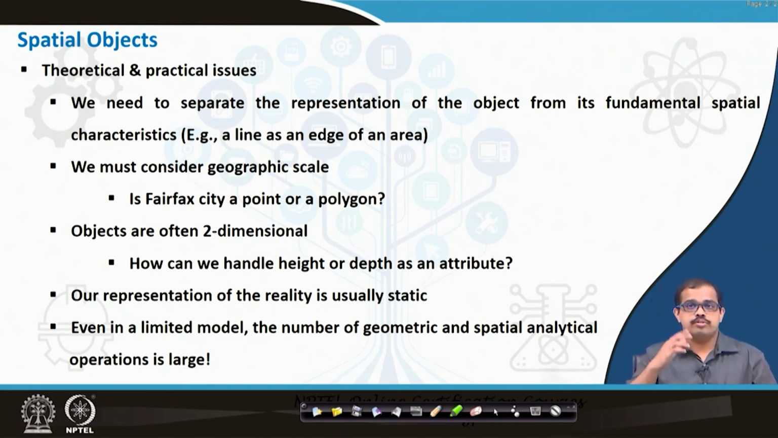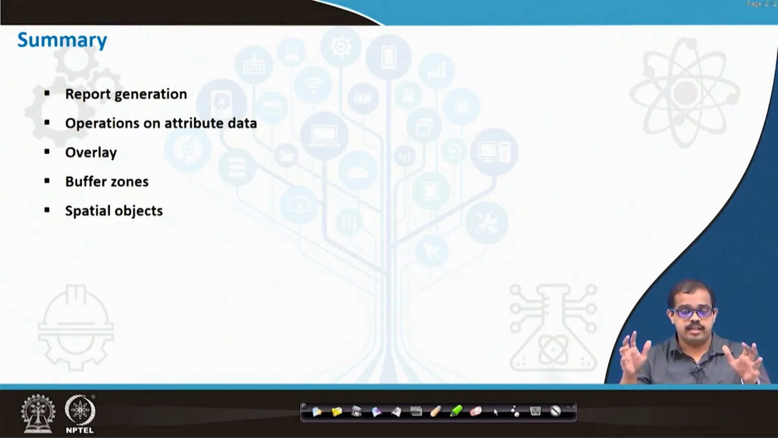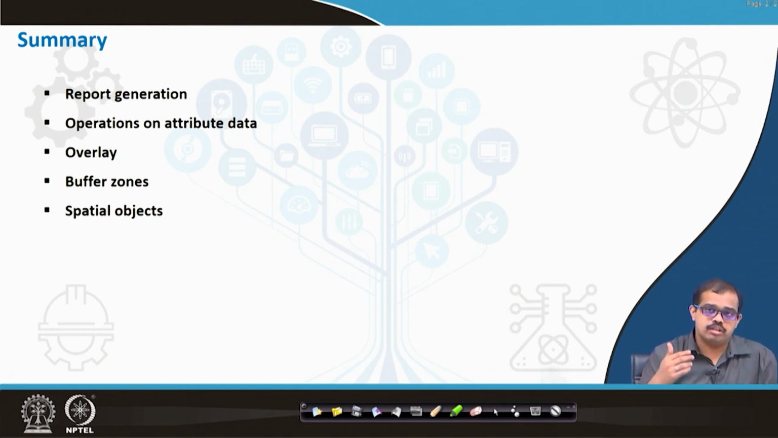So, this is about how you use overlay and buffer zones and how spatial objects are represented. What I am trying to make you understand is how an analysis is actually done and what the different tools of analysis are. That is what I expressed in terms of overlay, whether you are doing operations on attribute data or on buffer zones. Now, once we have understood each of these operations, the final thing is how spatial objects can be manipulated and used in the analysis of data.